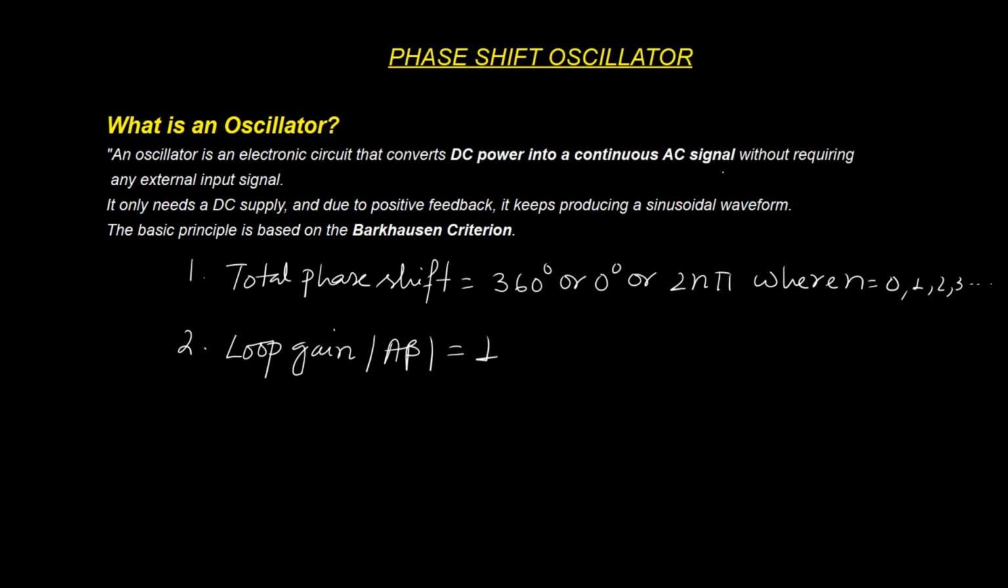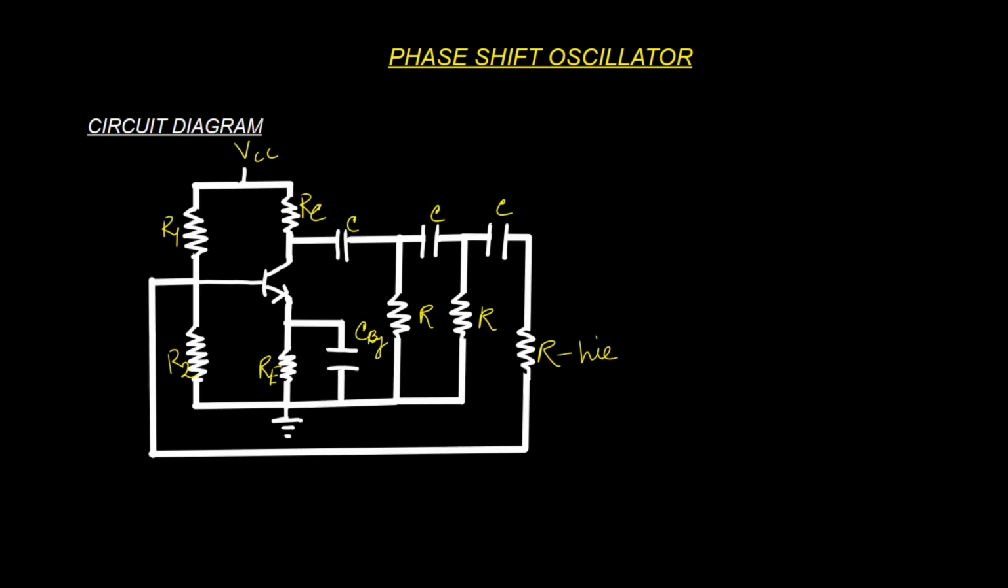Now the question is, where does this 360-degree phase shift come from? That is exactly what the phase shift oscillator does. The circuit consists of two parts: a transistor amplifier and three identical RC sections connected in cascade. The transistor amplifier is a common emitter amplifier. A common emitter amplifier naturally introduces a 180-degree phase shift between input and output.